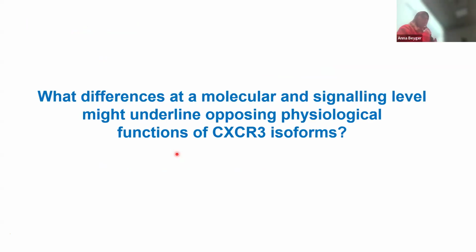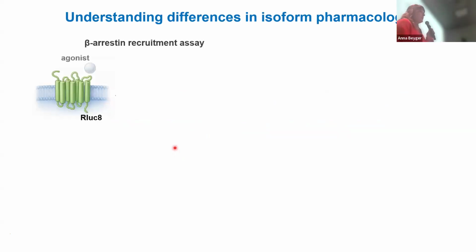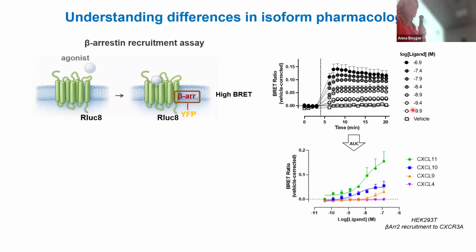So the first question that we ask is what differences at a molecular and signaling level might underlie the opposing functions of these two isoforms. In order to understand the pharmacology of the receptor, we conduct BRET-based assays. Using beta-arrestin as an example, we attach a luminescent tag onto the receptor, and we attach a fluorescent tag onto the beta-arrestin. When the agonist binds, the receptor and arrestin are in close proximity, leading to a high BRET signal, which can then be plotted based on concentration responses, with the lowest concentration here and the highest here. That can then be extrapolated as area under the curve of each of these different concentrations, giving us a concentration response curve, which helps derive parameters such as potency and efficacy.